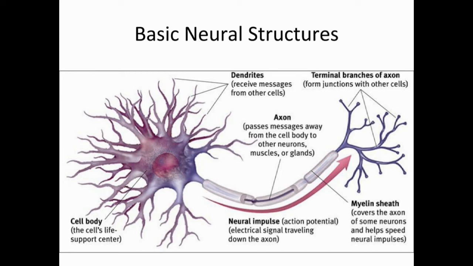Let's imagine that this neuron has reached its threshold and it is going to fire. As it fires, it is sending out an electrical impulse down the axon. The axon is this long singular branch away from the cell body, and it is carrying that electrical signal. We call this neural impulse an action potential, the actual electrical signal traveling down the axon.